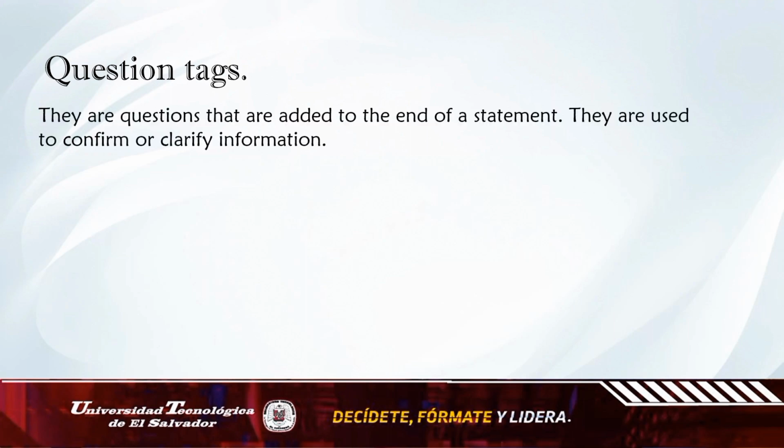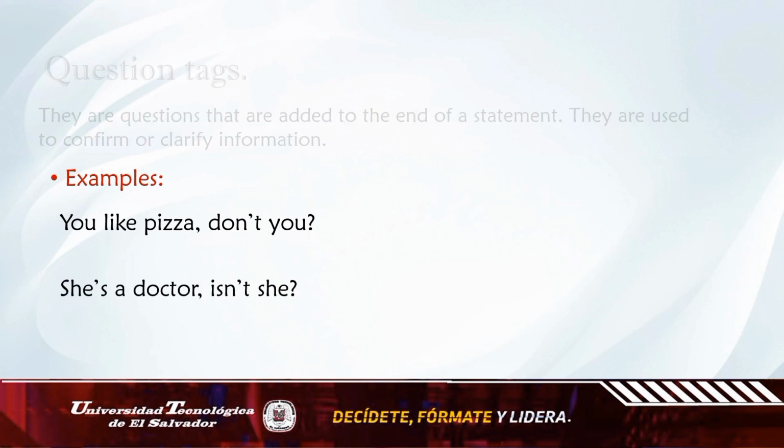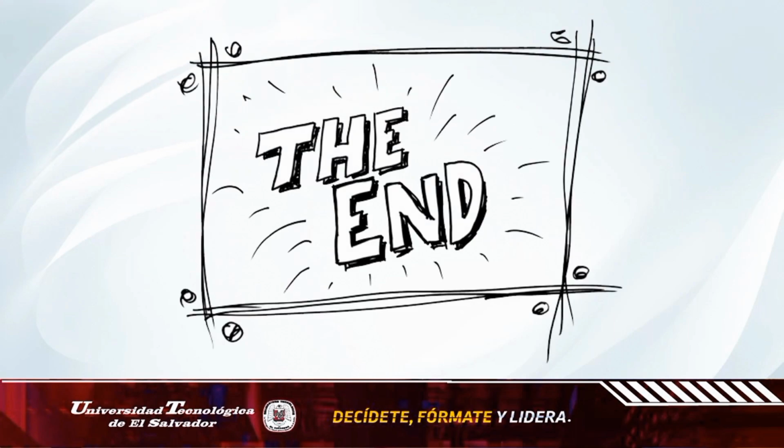Tag questions are questions that are added to the end of a statement. They are used to confirm or clarify information. For example, you like pizza, don't you? And she's a doctor, isn't she? Are tag questions. And so, we conclude our second class.